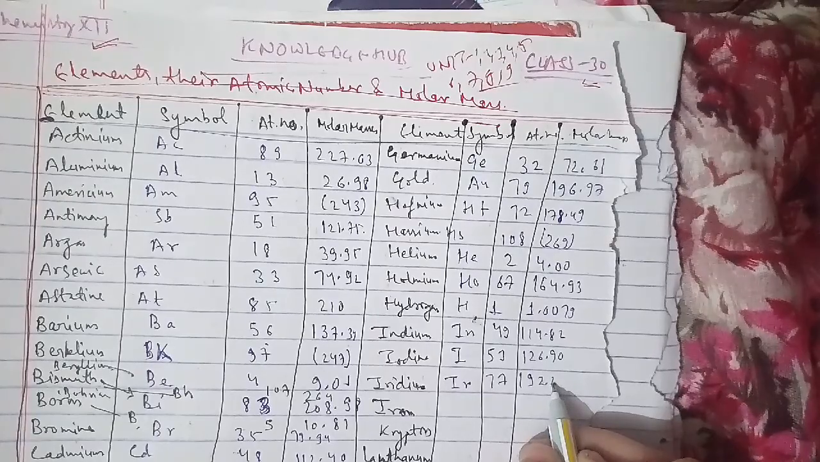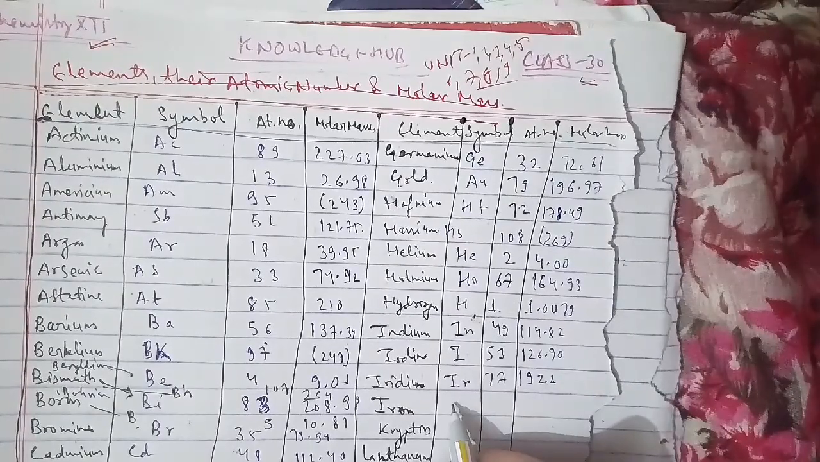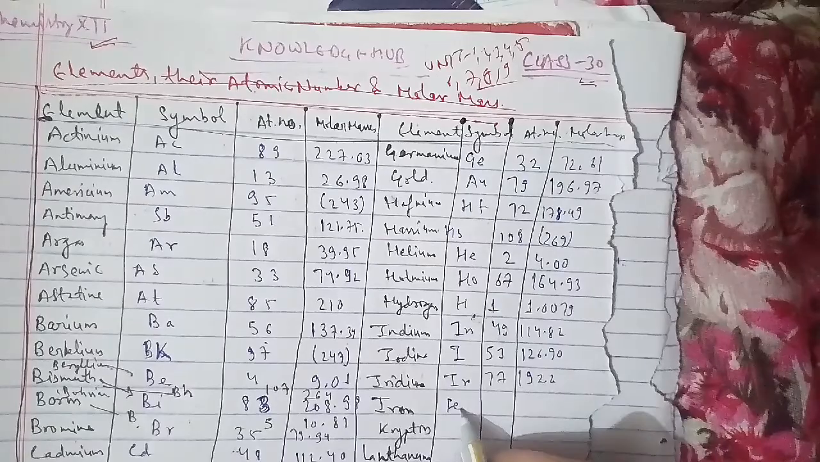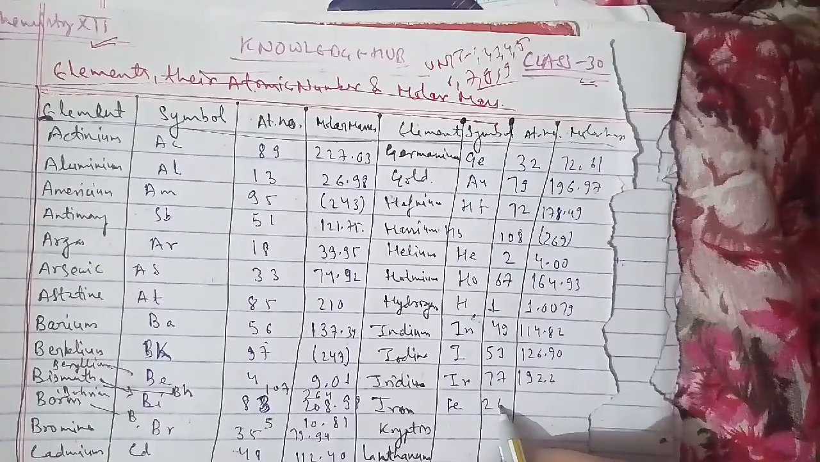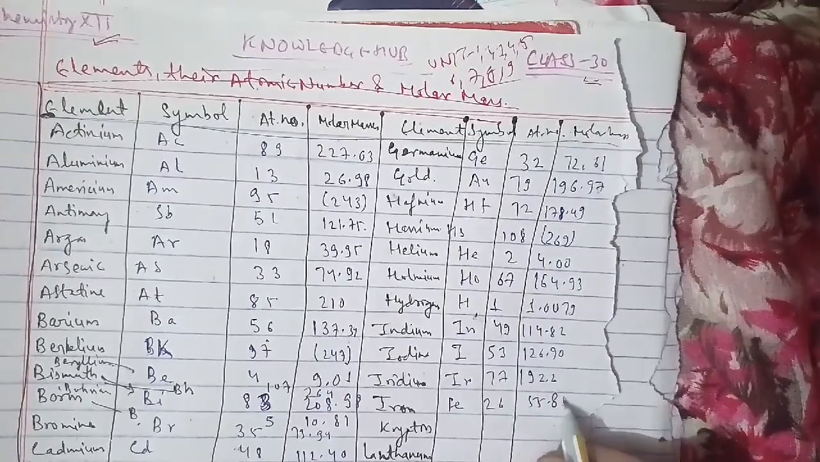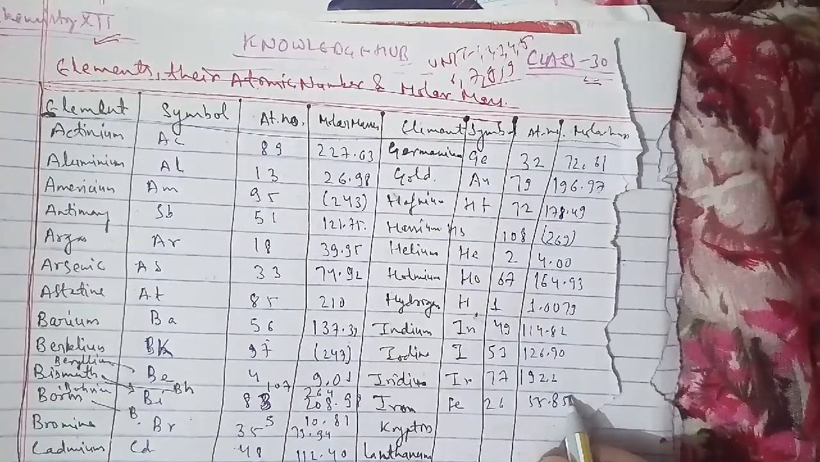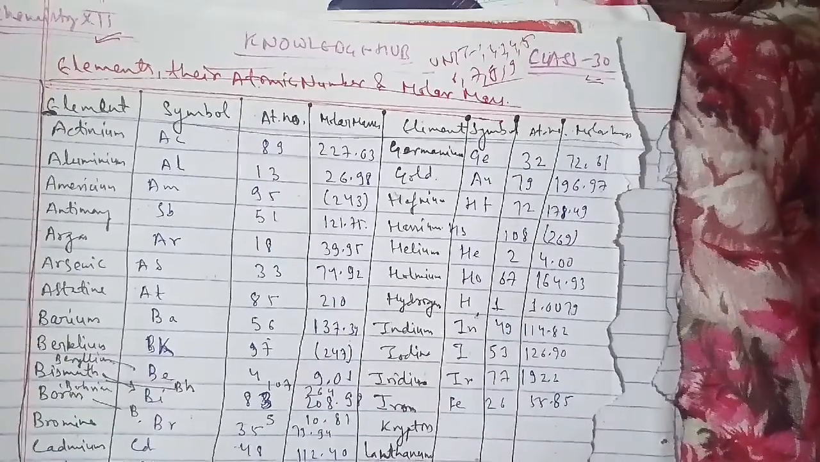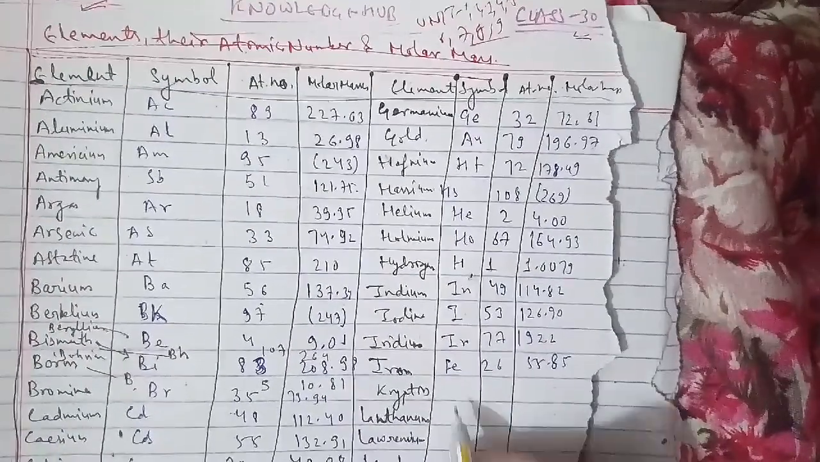174.96. For magnesium, okay, it is not visible. For magnesium, it is Mg, 12, 24.31. For manganese, it is your Mn, 25, 54.94.